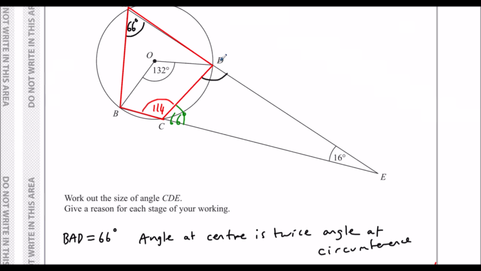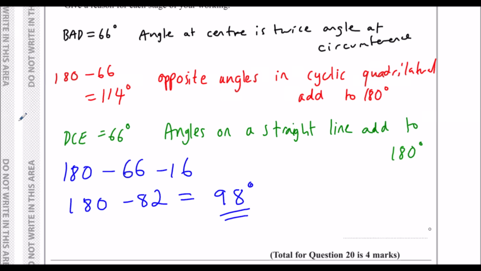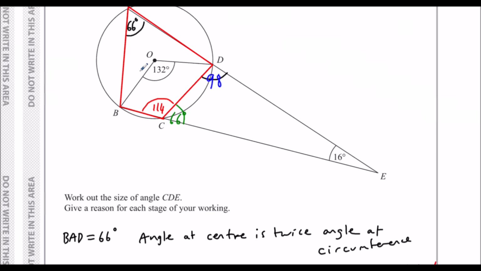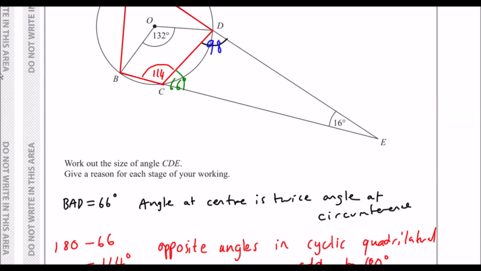And then we have angles in a triangle. So angles in a triangle add to 180 degrees. 66 and 16 are 82. So 180 take away 82 degrees is 98 degrees. So our missing angle is 98 because angles in a triangle add to 180. So it's 98 degrees. That's our answer. That's the size of our angle CDE.